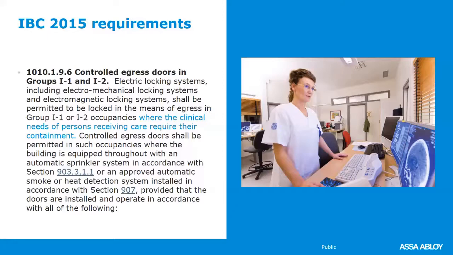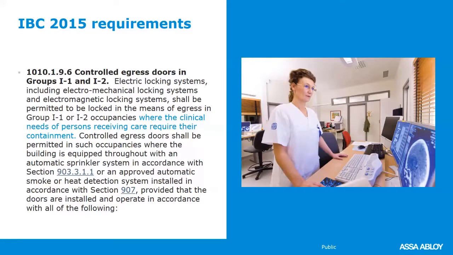It's relatively new in the codes. It started with the 2015 edition, I believe, and 2018 also allows it. Before that, it was something that needed proper AHJ approval. But controlled egress is actually locking the door on the egress side with a mag lock. That's the primary lock typically, because these are usually double egress doors.